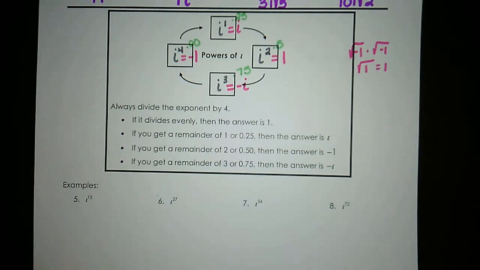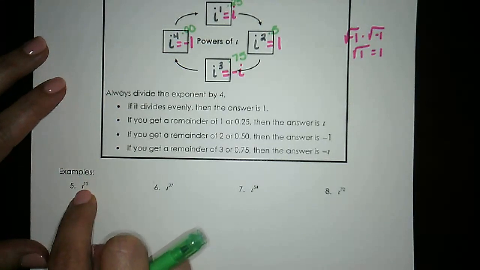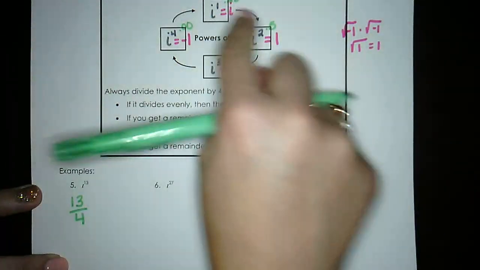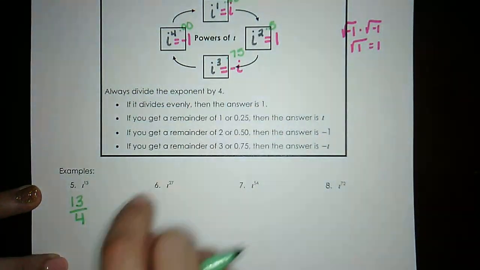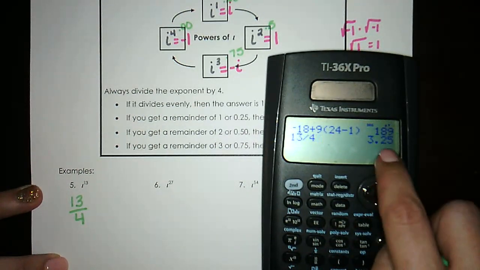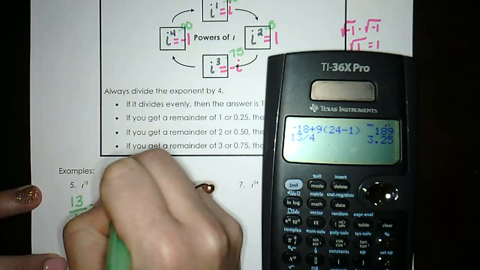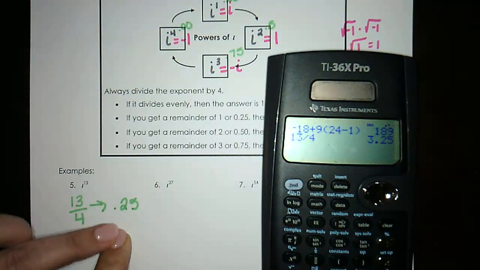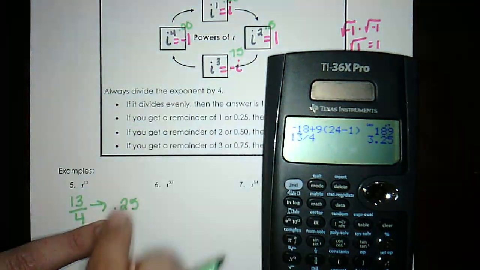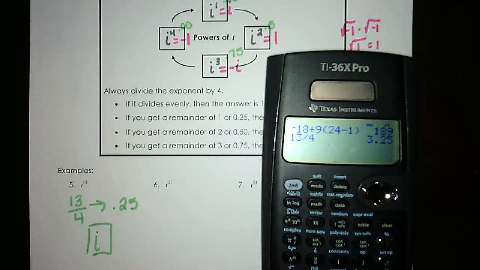Here's why this is important. Anytime you have i raised to a power, you take the power, in this case it's 13, and we're going to divide it by 4. Why? Because it's a cycle of 4. So 13 divided by 4 gives me a decimal. All I care about is this decimal is 0.25. So 0.25 on my little i clock is i. So this power simplifies to i.